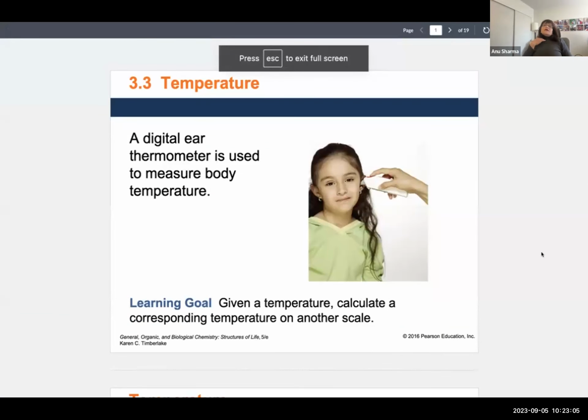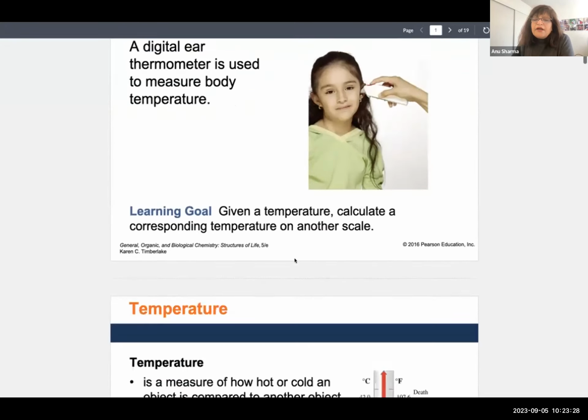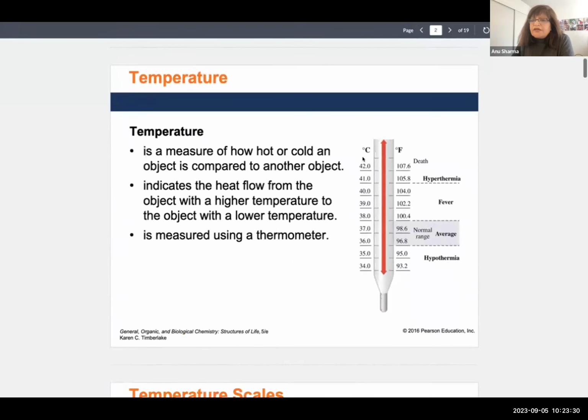As you can see here, the thermometer is a device. It is like an apparatus that measures the degree of hotness in a body, to measure how much heat is present inside the body. That's the temperature.